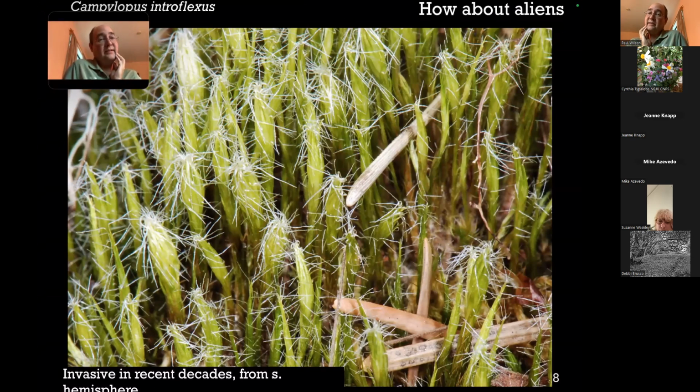How about aliens? Well, if everything could get everywhere, then I'm not sure we would have to worry much about invasive aliens. But here's a plant that's an alien. It's from the Southern Hemisphere, and when I was a boy, it was very strange to find it. You'd only find it in human disturbed habitats. And now it's one of the most abundant plants in coastal Humboldt County and Mendocino County.